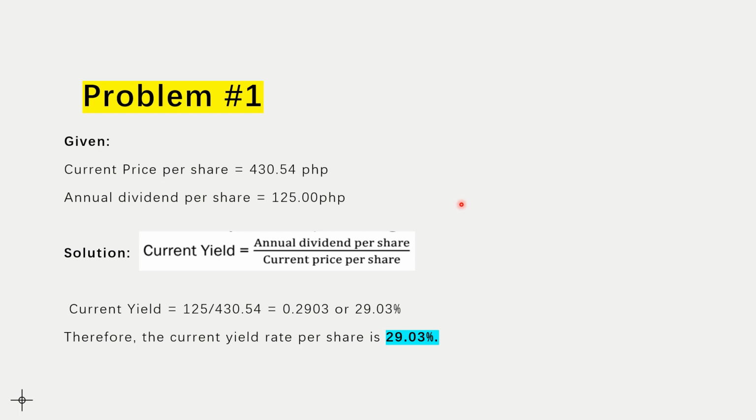So basically, what we do here is we just substitute 125, which is our annual dividend per share, divided by 430.54, which gives us 0.2903, or by multiplying it by 100 to see its equivalent in percentage, we could actually see that it's 29.03%. Therefore, the current yield rate per share is 29.03%. I'll let you check that on your calculator, or you could try the problem on your own to make sure you actually are able to keep up with me, or if you already got the gist of how to solve for the current yield.